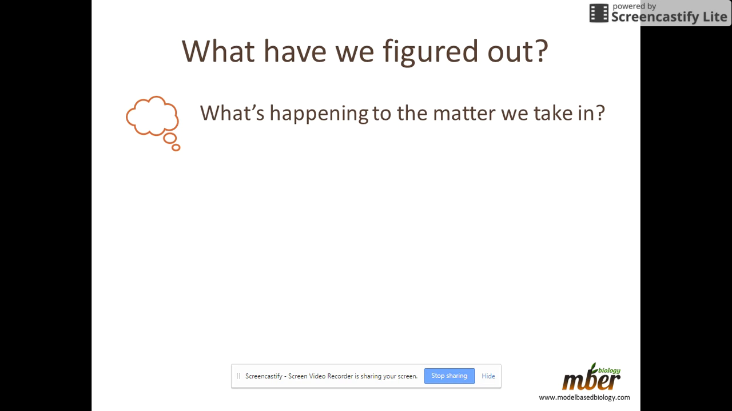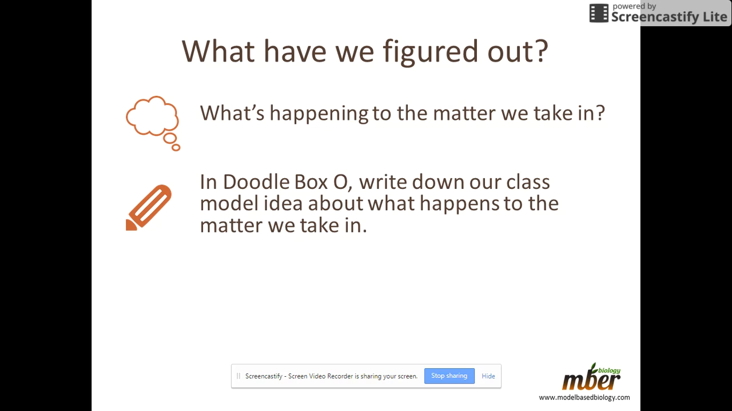Once you have that done, let's look at what we figured out. What's happening to the matter that we take in? In Doodle Box O, write down our class model idea about what happens to the matter that we take in. So you take it in, the body does something, what happens to it that we're taking it in?